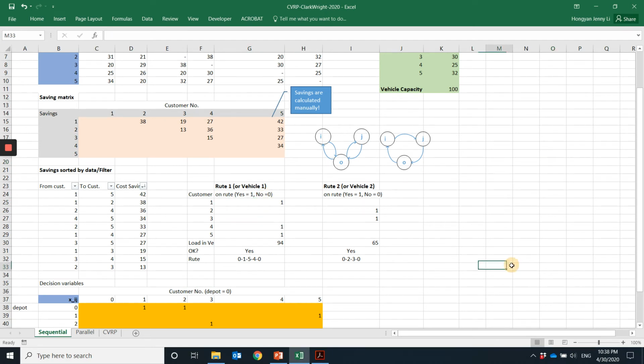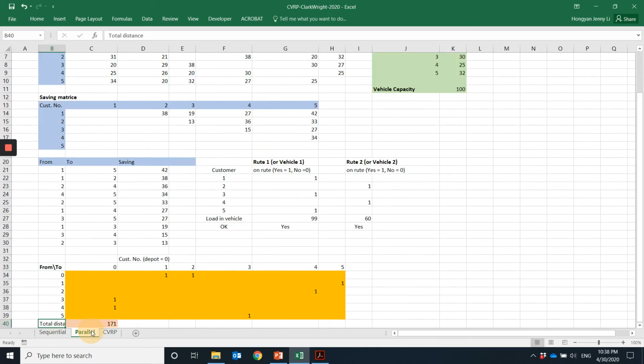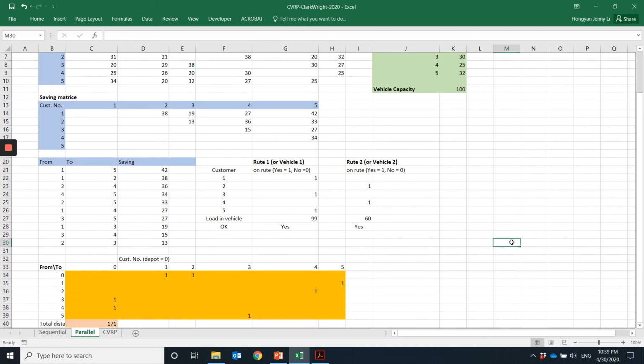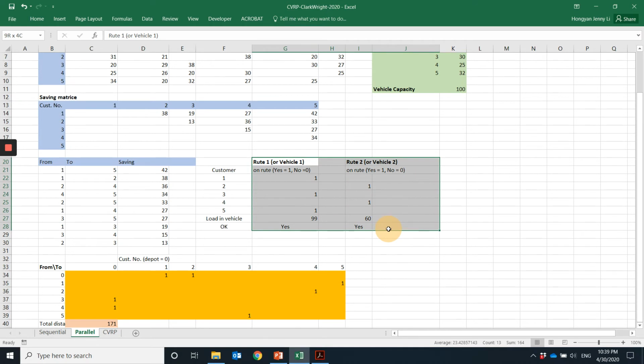So if we could generate multiple routes at the same time, this is called a parallel scheme. It's another option to implement the same saving heuristics method. Here I just show the difference between the parallel and the sequential method. The major difference is how you generate the routes. As we said, all the other information is the same.